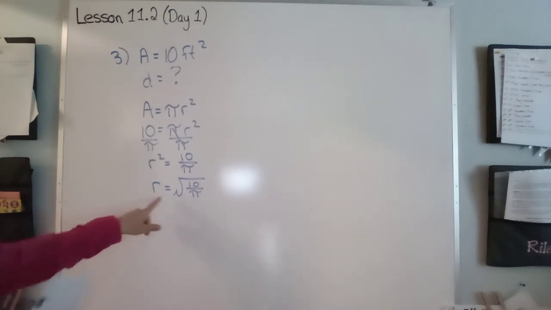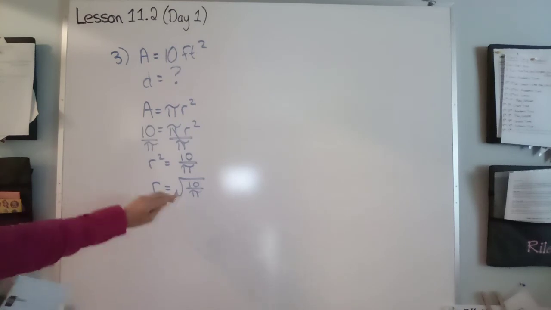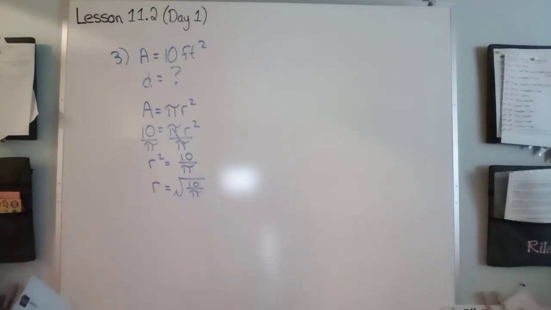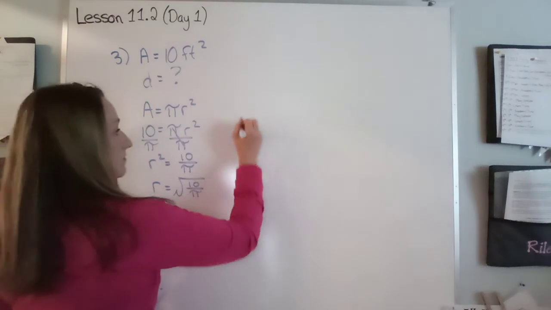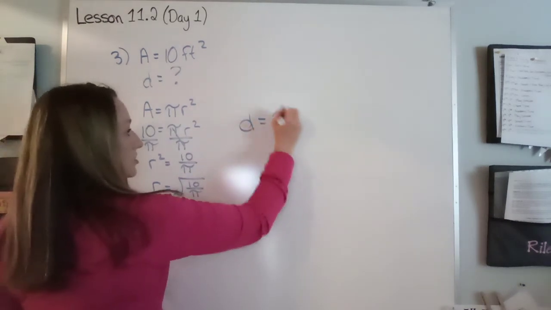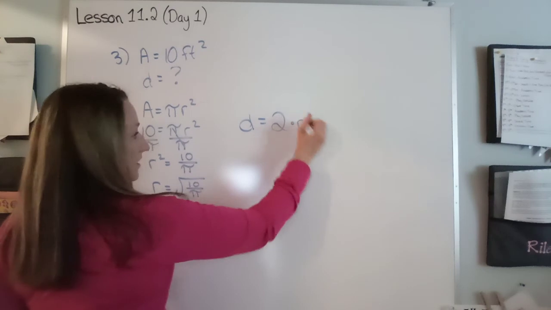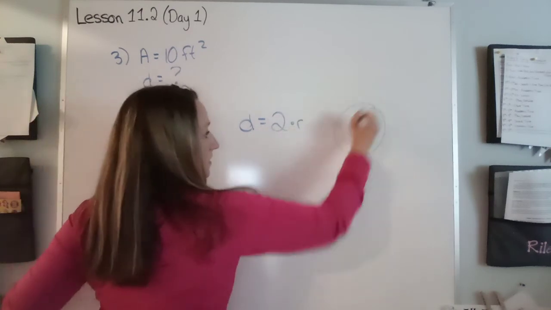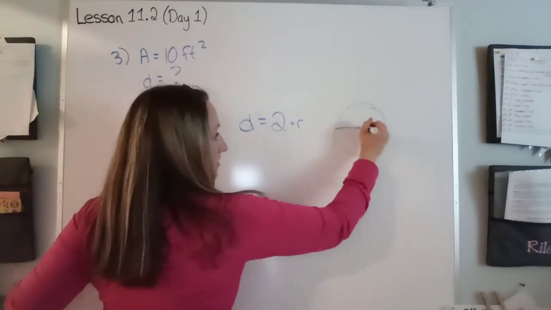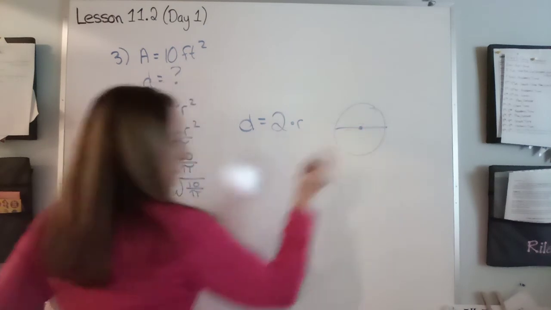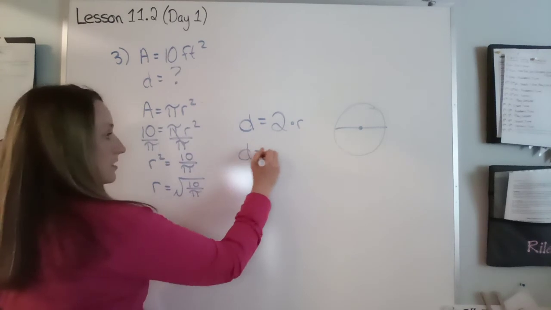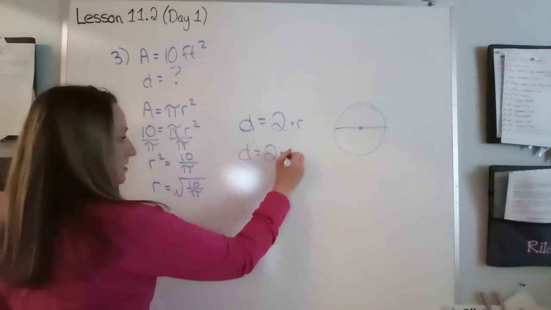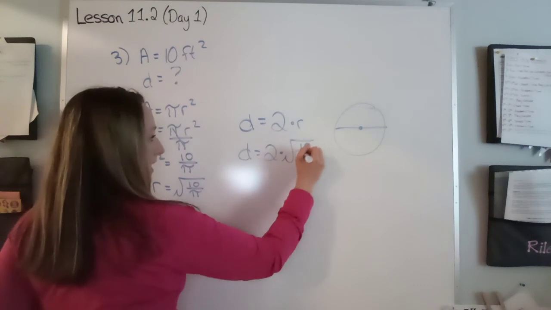Although it's not proper to leave a fraction under the radical, since I'm going to do other calculations, I am going to leave it just like that. The question is asking us for the diameter, and the diameter is 2 times the radius. If you think about a circle, the diameter is 2 times the radius. 2 radii make 1 diameter. So your diameter is equal to 2 times the square root of 10 over pi.